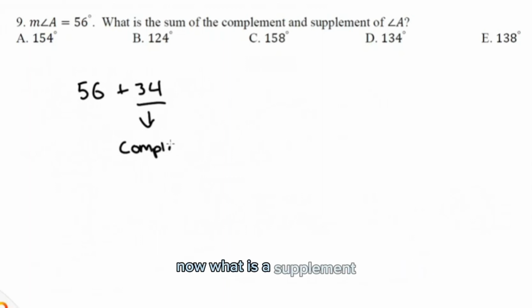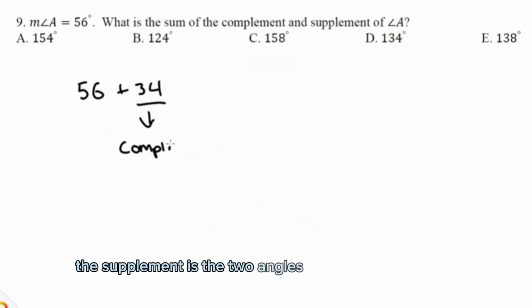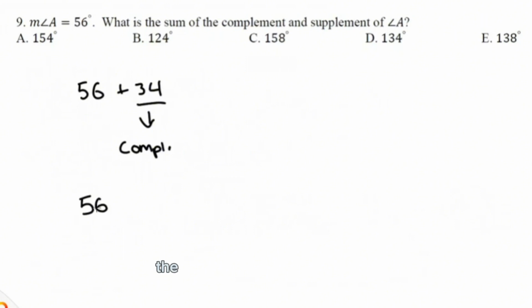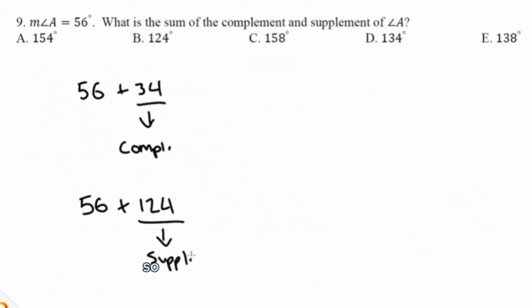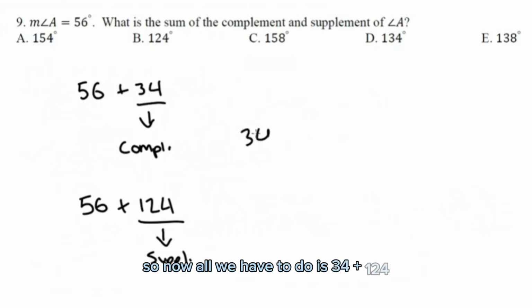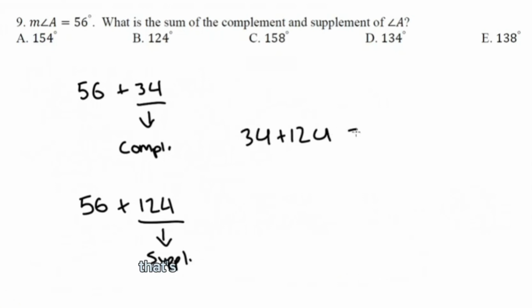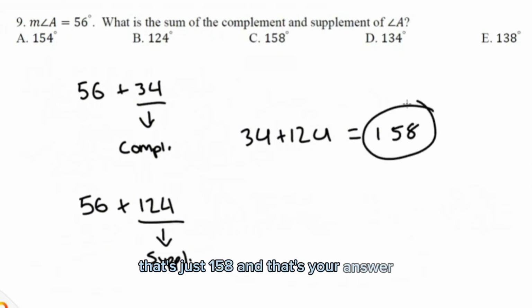Now, what is a supplement? The supplement is just the two angles that add up to 180, meaning if we already have 56, the supplement is just going to be 124, which means that is the supplement. So now all we have to do is 34 plus 124. That's just 158, and that's your answer.